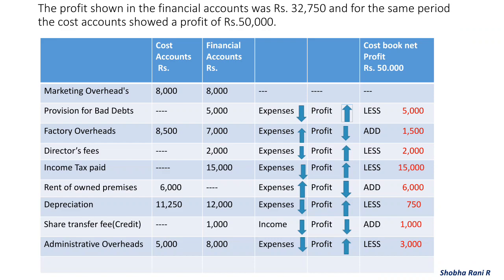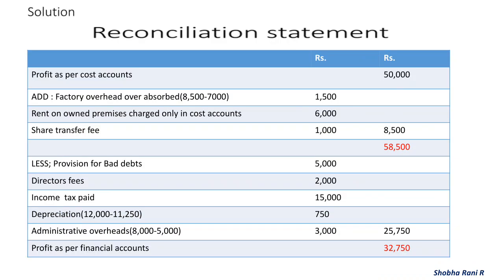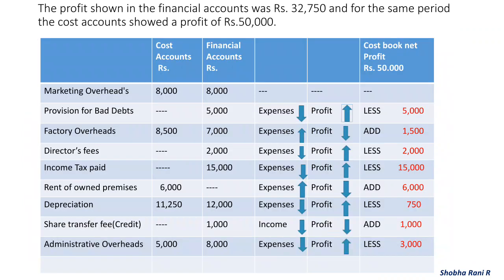Ascertain the profit as per financial accounts. When the profit shown in the financial account was rupees 32,750 and for the same period the cost account showed a profit of rupees 50,000. Ascertain the points of difference between cost and financial account. Start with the profit as per cost accounts. Classify the items as income and expenses.